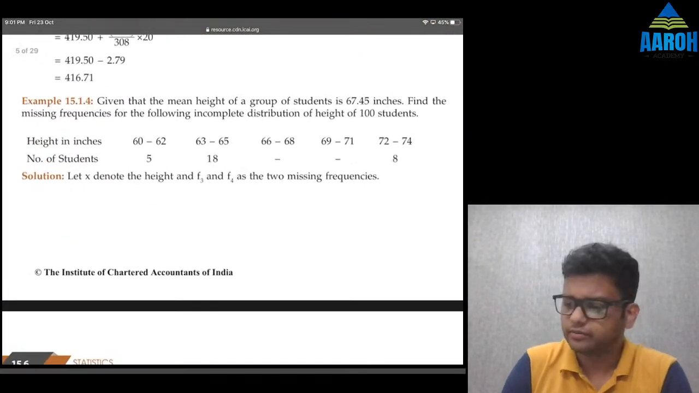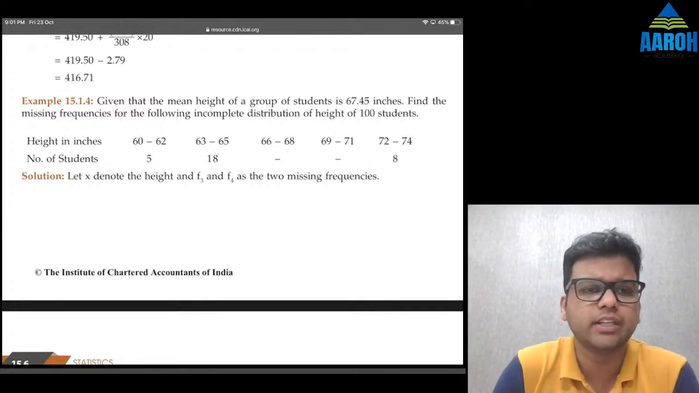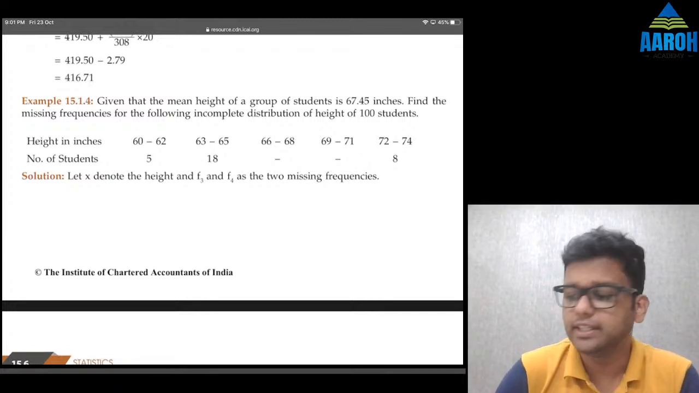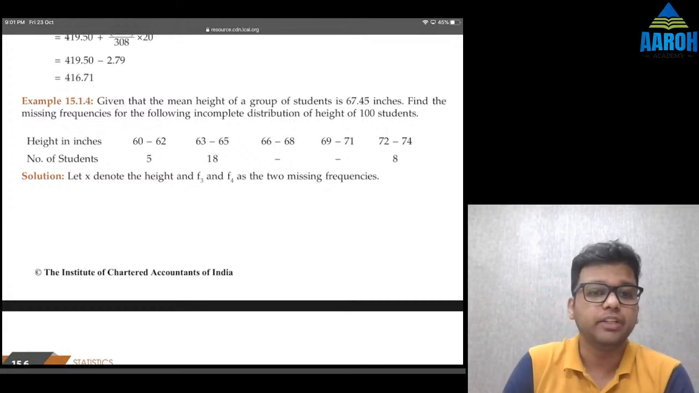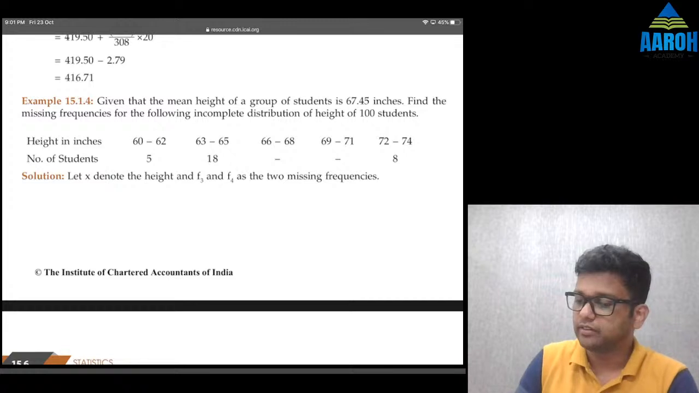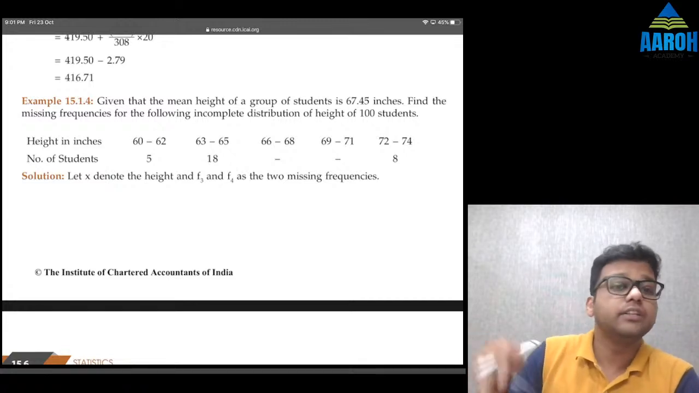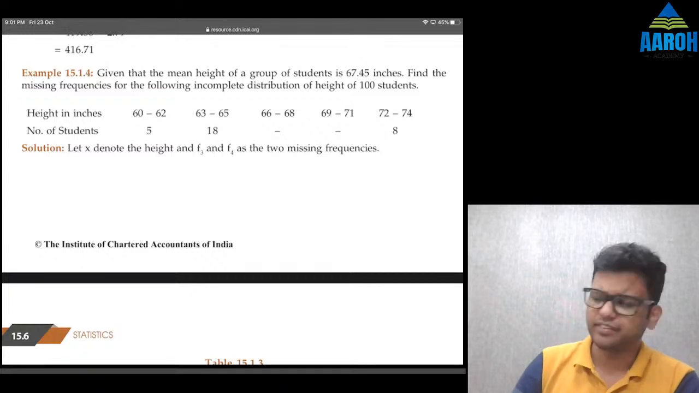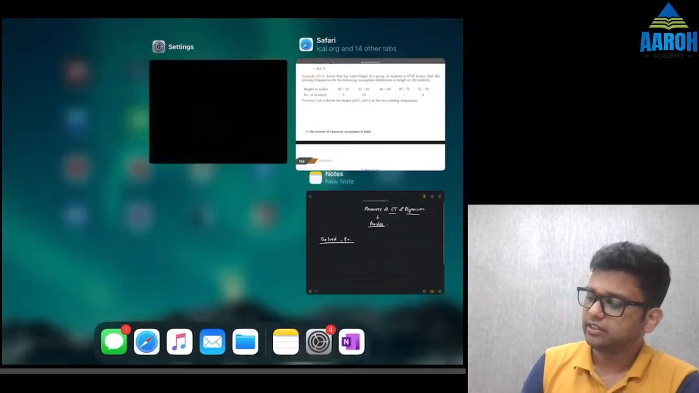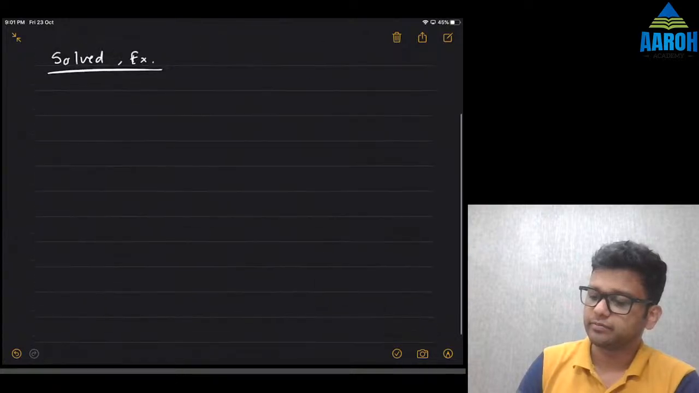This fourth question, solved example number 4 for central tendency, is of missing values in arithmetic mean. Let me give you another question like that. Let's not solve the original; you must have solved it earlier.